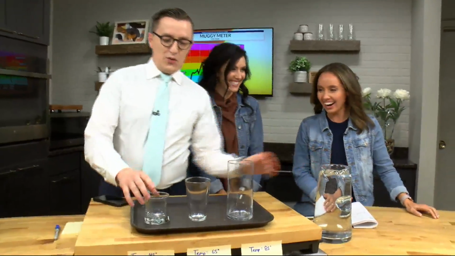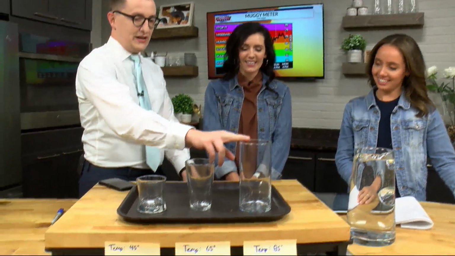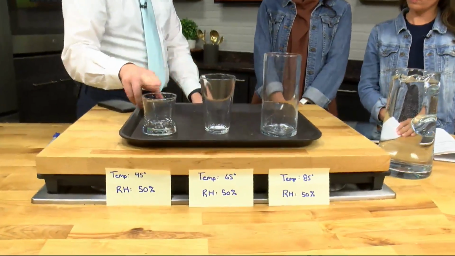So what we'll do is we'll use these glasses to represent the air temperature. When you warm up air, it expands. That's why hot air balloons go up. They're warmer. So this here is going to be my 85-degree glass. This is 65 degrees, and this is 45 degrees.